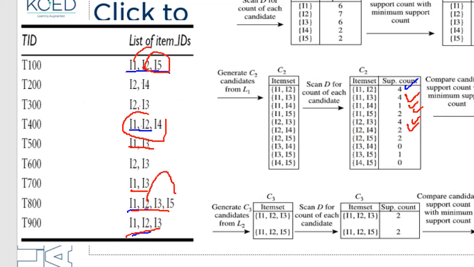I2, I4 occurs 2 times. I2, I5 occurs 2 times. I3, I4 occurs 0 times. I3, I5 occurs 1 time. I4, I5 occurs 0 times.